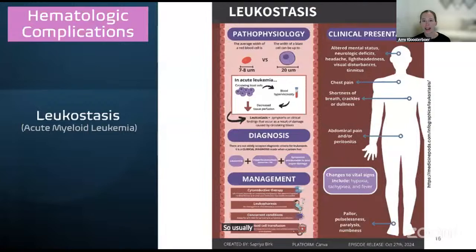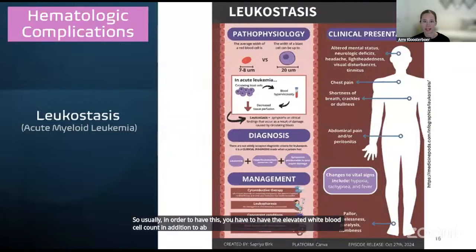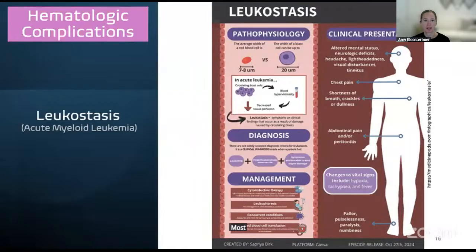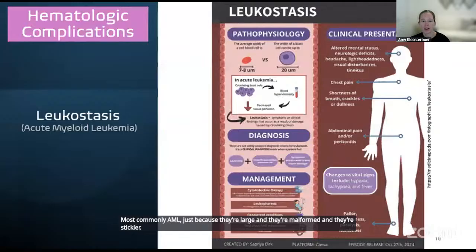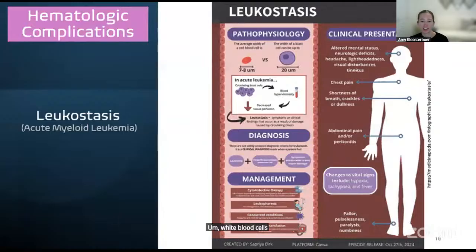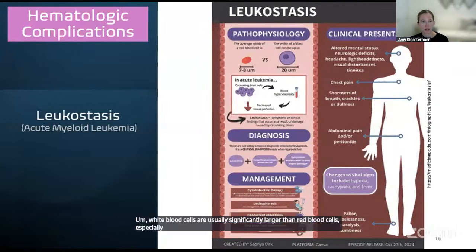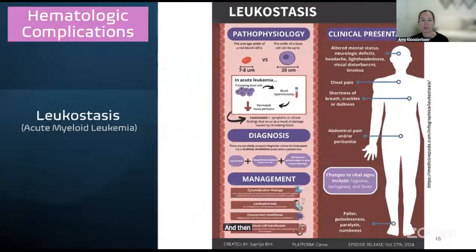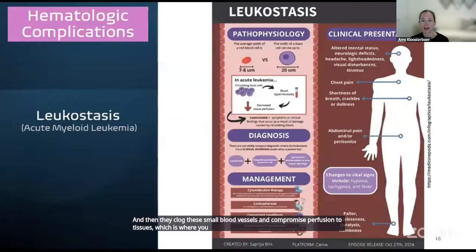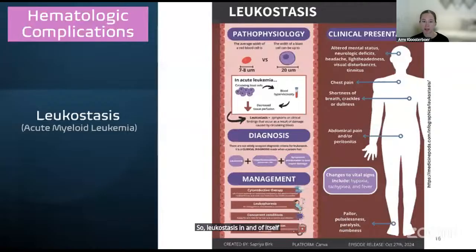So usually in order to have this, you have to have the elevated white blood cell count in addition to abnormal white cells, most commonly AML, just because they're large and they're malformed and they're stickier. White blood cells are usually significantly larger than red blood cells, especially in this immature blast form in these malignancies. And they clog these small blood vessels and compromise perfusion to tissues, which is where you get the clinical presentation. So leukostasis in and of itself is a medical emergency.